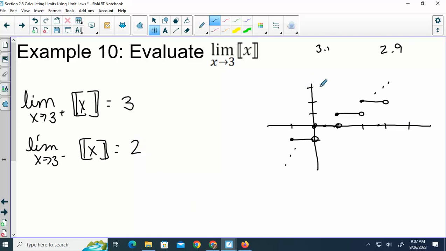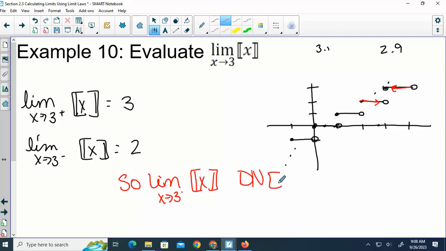We could get that from the graph as well. If I am approaching 3 from the right, I'm up here on this step and I'm getting out 3 every time. But if I'm approaching from the left, I'm down here and I'm getting out 2 every time. So does the limit exist? No, because the left and right hand limits do not match.